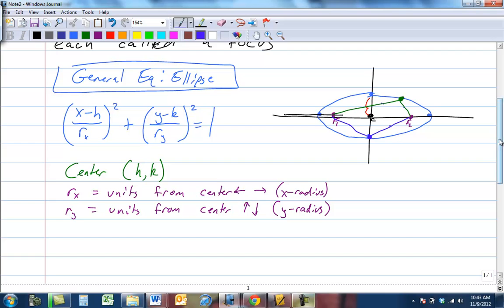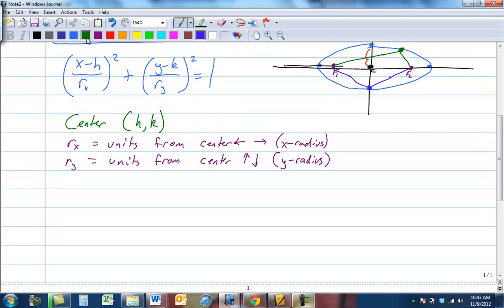All right, more definitions. Let's talk about the major axes. The major axis is the longer axis. Thus, the minor axis is, you guessed it, the shorter axis. So judging by this picture, the x length is the major axis here. The y is the minor axis because it's shorter than the x one.